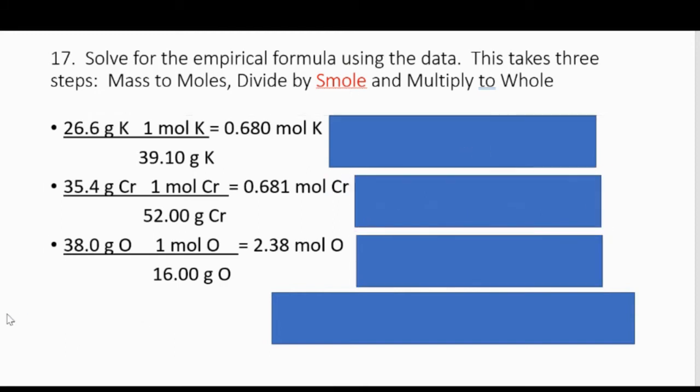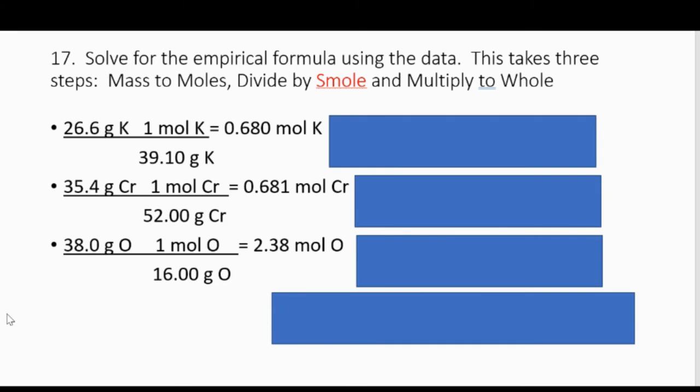So I took the data, 26.6, 53.4, and 38.0 grams, and I converted them from masses into moles. That is step 1, converting the masses all into moles using the periodic table. Step 2, divide those by the smallest moles, also known as the smole. Which one of these answers is the smallest number of moles? The smallest moles, the smole.